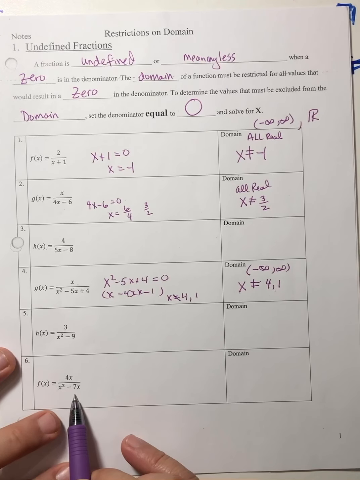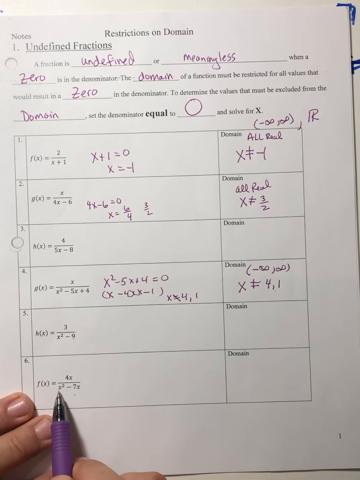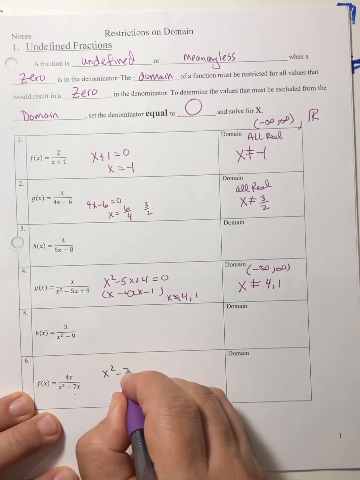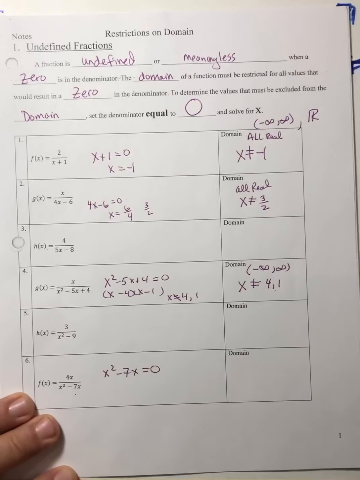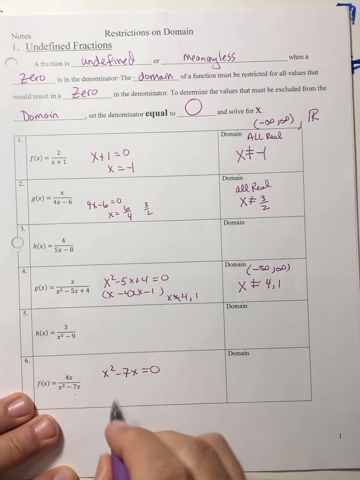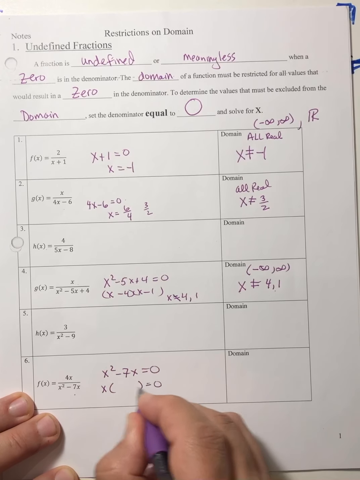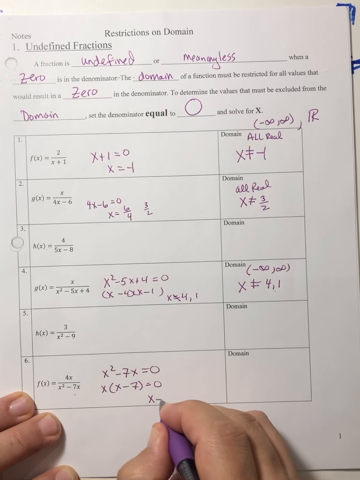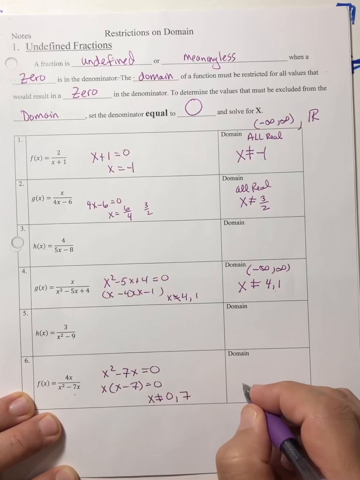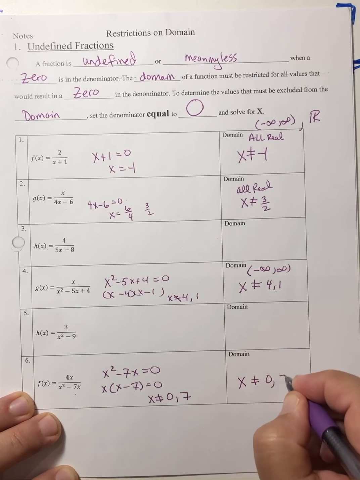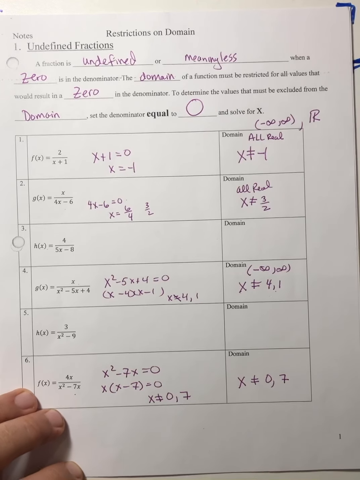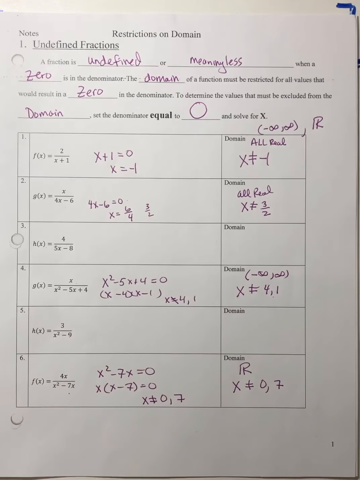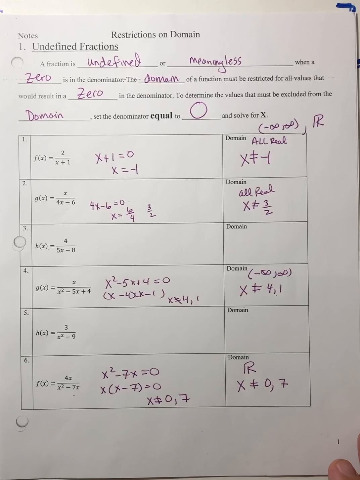Let's do number 6. Last of the factoring ones here. Remember, you don't care about the top, all we care about is the bottom. So x squared minus 7x equals 0. How are we going to factor this? That's right, GCF. So x times x minus 7. So x does not equal 0 and 7. And we can be fancy: all real, x does not equal 0 and 7. Okay? So undefined fractions.